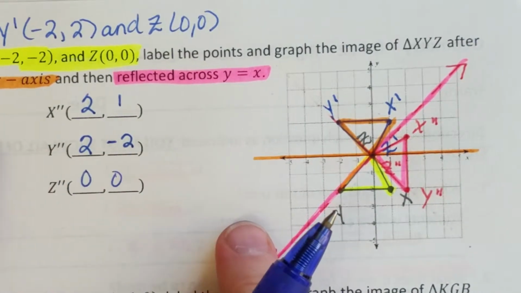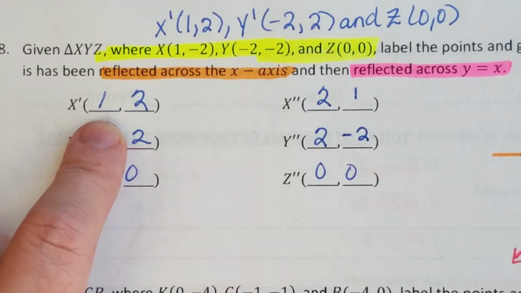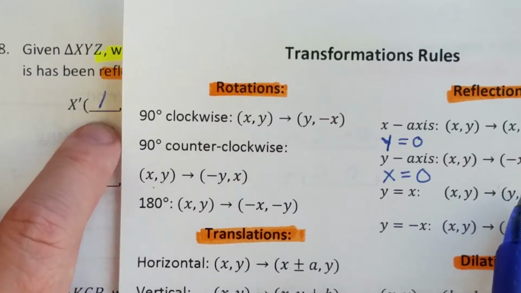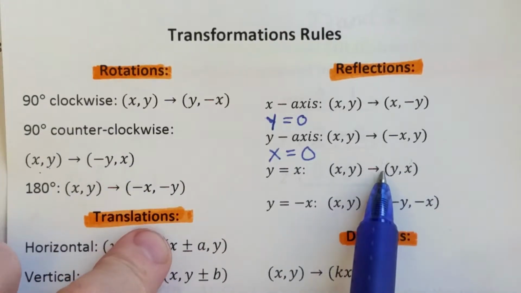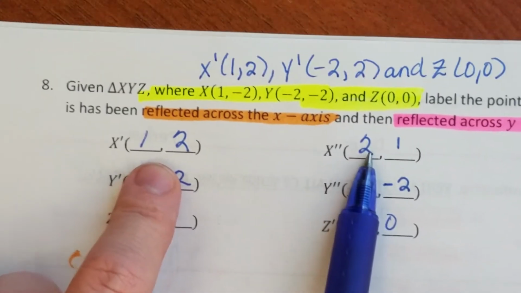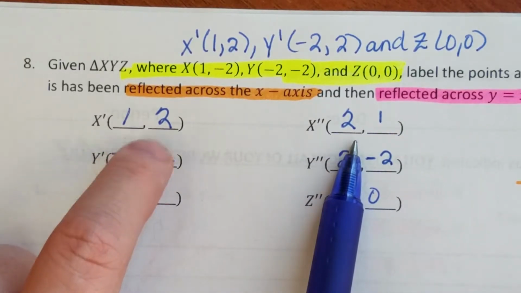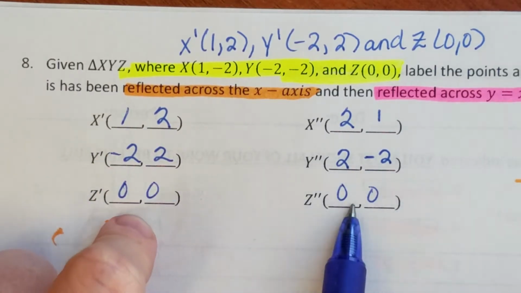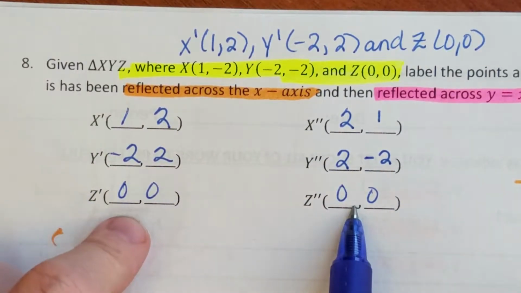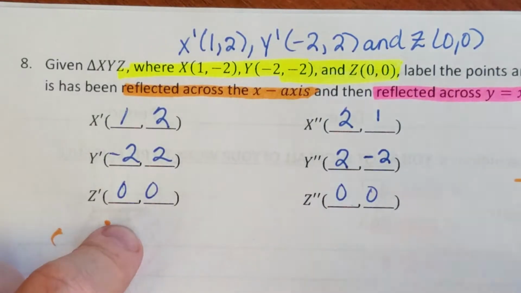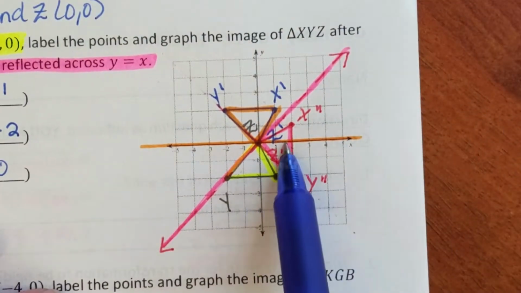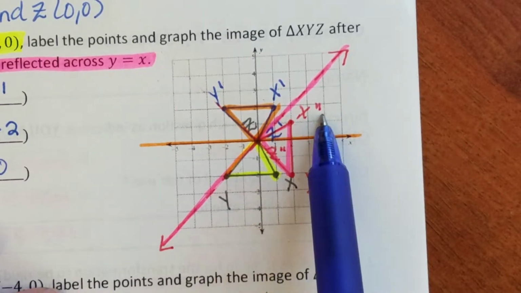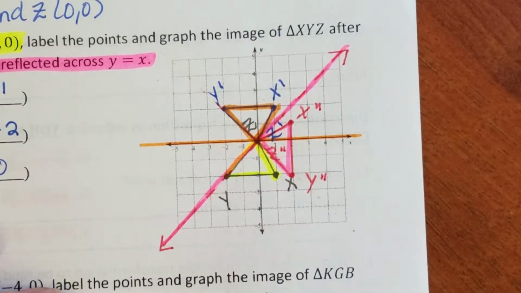So just out of curiosity, if we had just applied the rules, let's see if we wouldn't have gotten the same thing for y equals x. So according to my transformation rules here, all I have to do is swap the x and the y. So if you guys look at x prime to x double prime, I swap the x and the y, I get the right point. I swap the x and the y, and of course 0, 0, if we swap, doesn't make a difference because they're both the same. So you can see that the rules worked either way. So our final image is this triangle that's highlighted in pink. So it's x double prime, y double prime, z double prime.